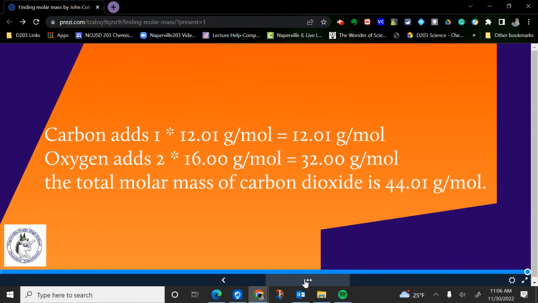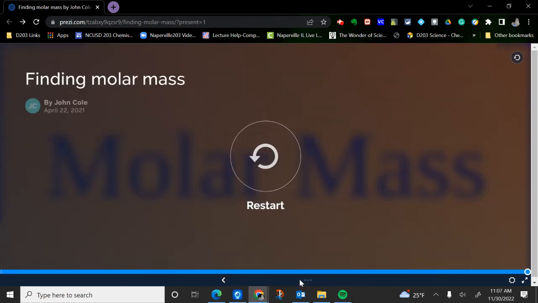So I come up here and I say carbon adds 1 times the 12.01. Oxygen adds 2 times the 16. So 12.01 plus 32.00 is going to equal 44.01. That's the molar mass of carbon dioxide. We're all cooking the same chicken? All right.